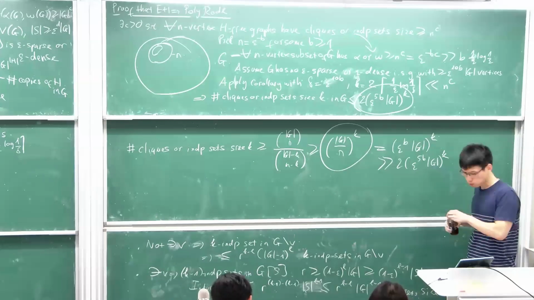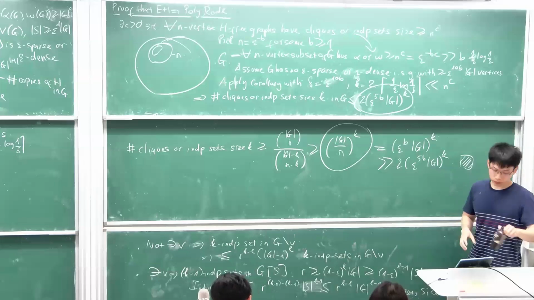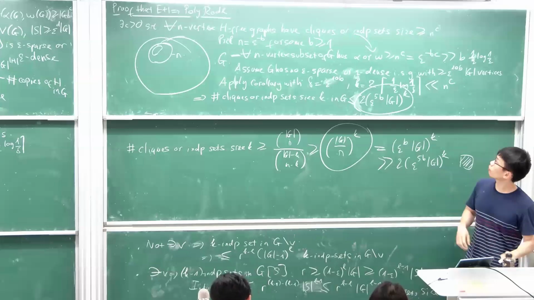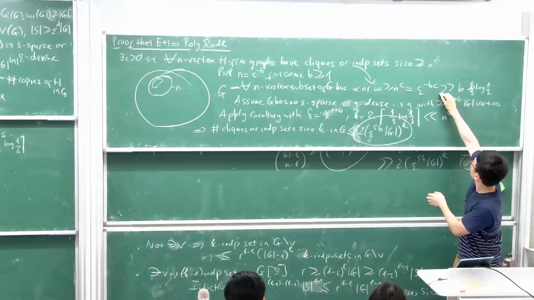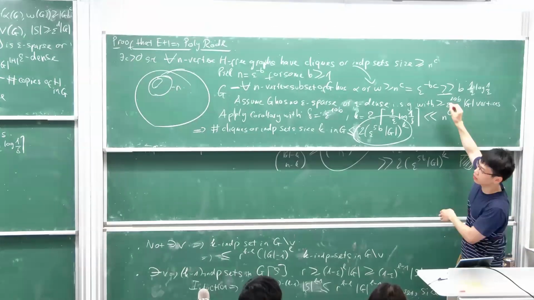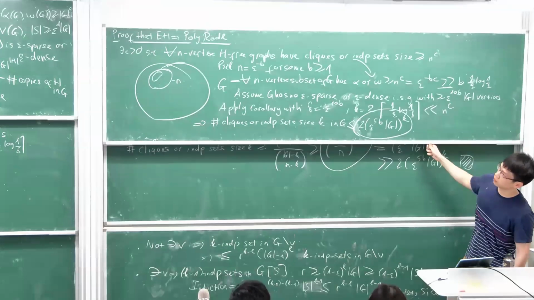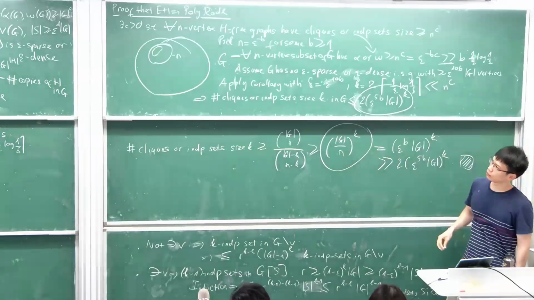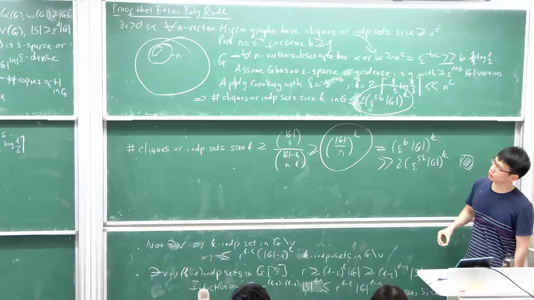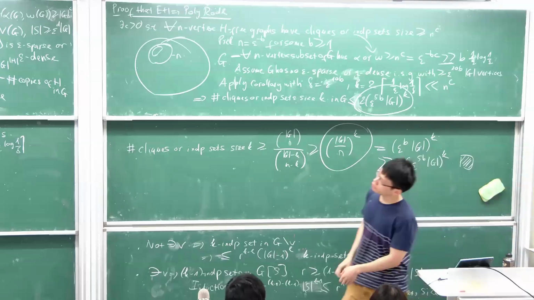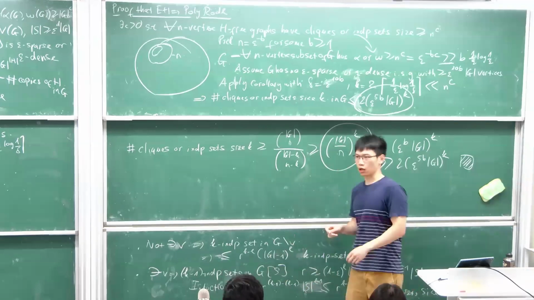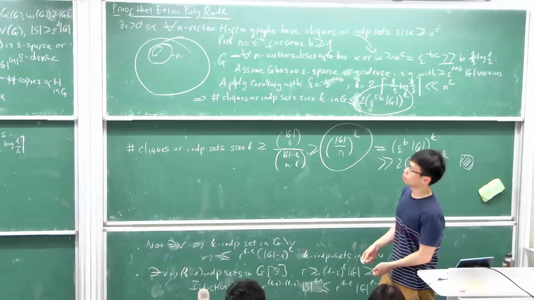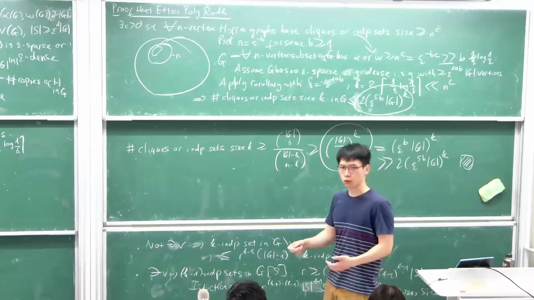This is where you use the fact that n to the c is at least twice k. So that's the proof that Erdős-Hajnal implies polynomial, and of course you can modify this in the obvious way to show that Erdős-Hajnal implies viral.